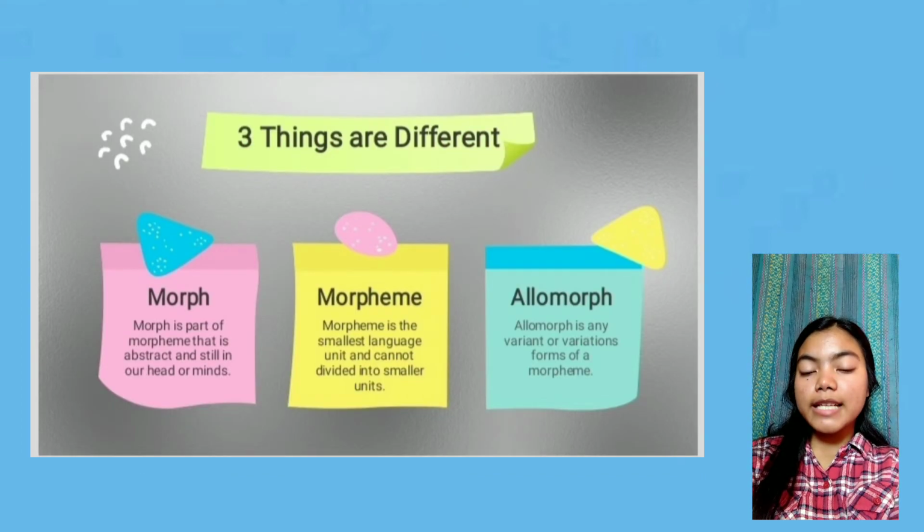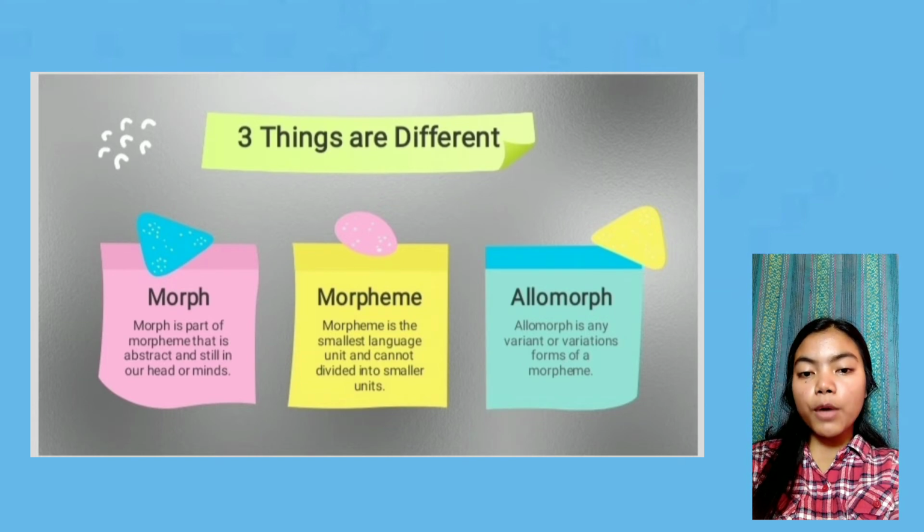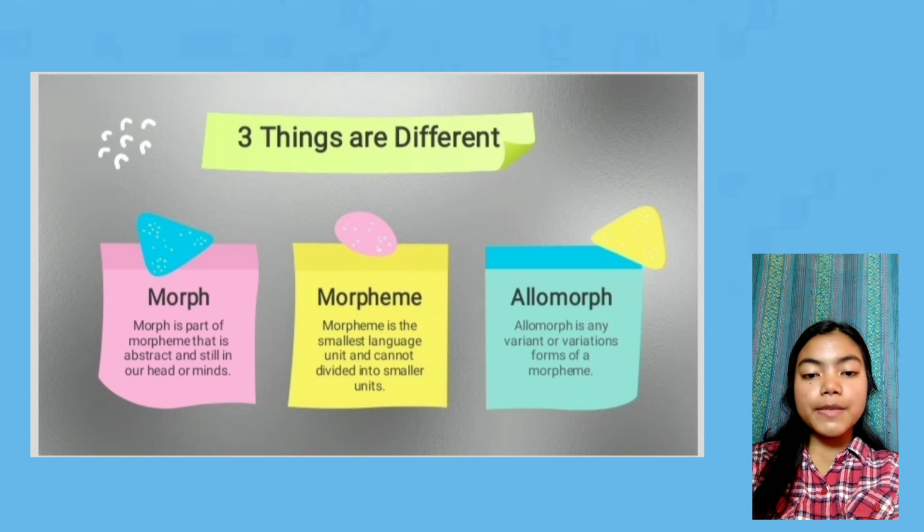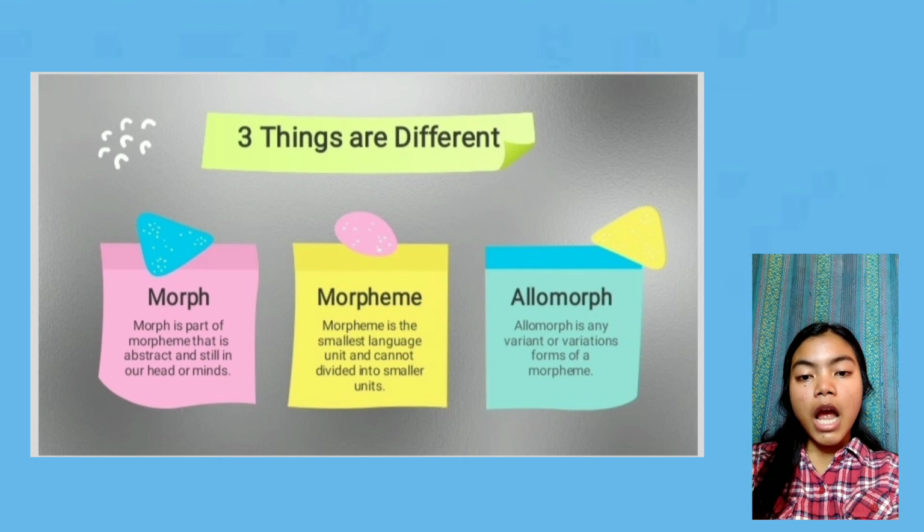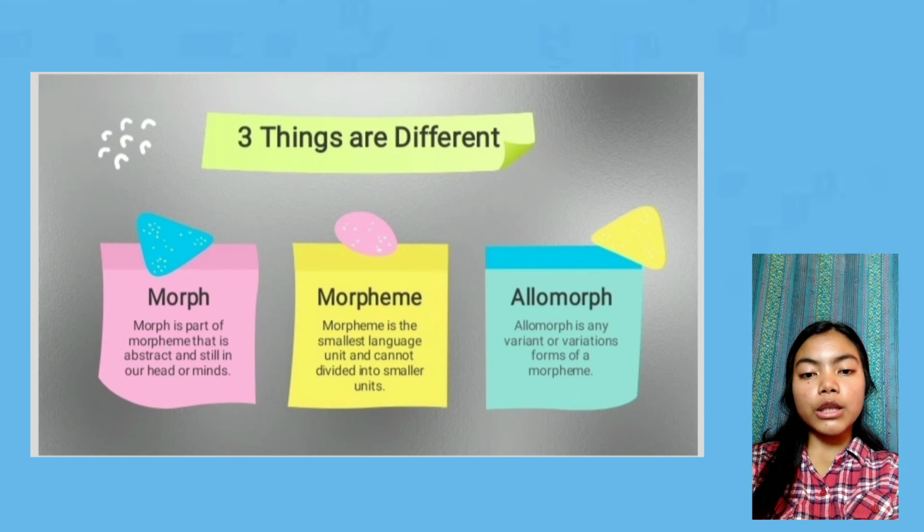Before the word is formed, there are three things that we need to know. That is morph, morpheme, and allomorphs. Morph is part of morpheme, that is abstract. It means that morph is still in our head or our minds and doesn't have meaning yet. Morpheme is the smallest language unit and cannot be divided into smaller units, whereas allomorphs are variant or variation forms of a morpheme.